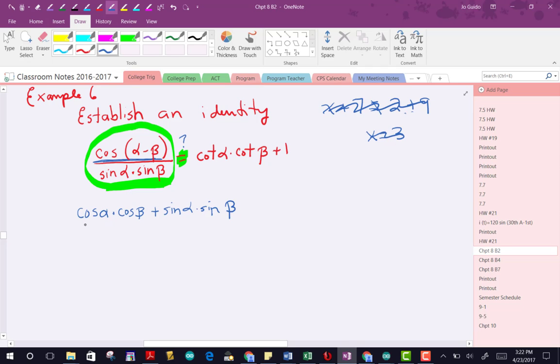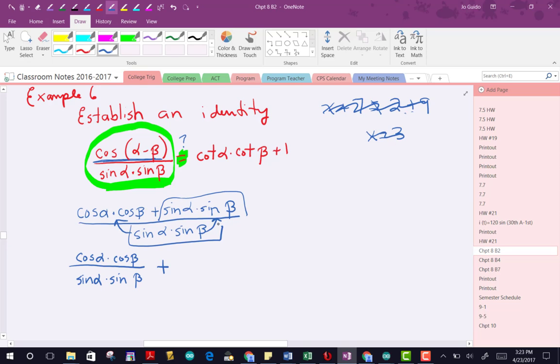Cosine alpha over sine of alpha is going to be equal to cotangent of alpha. Cosine beta over sine of beta is going to be equal to cotangent of beta, and then plus my 1. So now I've established the identity. So you see what I did? I started on this side, I did things to this side, and I eventually got that side to be equal to the thing that I was looking for. That's what you do when you establish an identity.